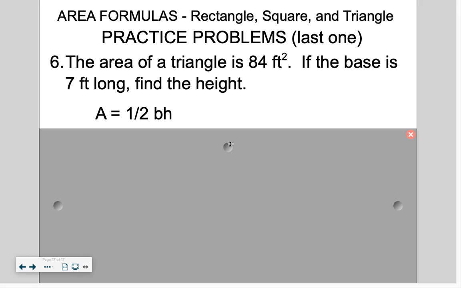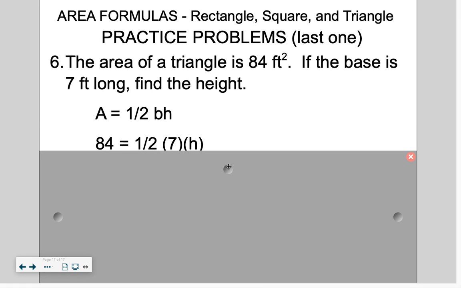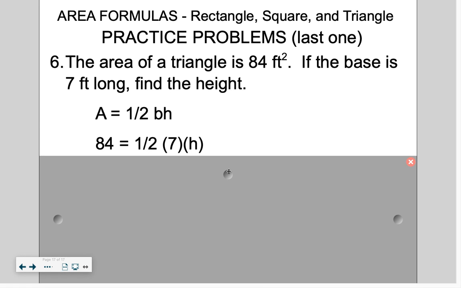Let's put in the values that we were given. So we were given the area and we were given a base, or the base, I should say. So I'm going to put those numbers in where they belong, leaving us with height being unknown, which is what we have to find. Like I was saying before, this is not saying half of both the base and the height. It's saying half of one of these and then times the other.